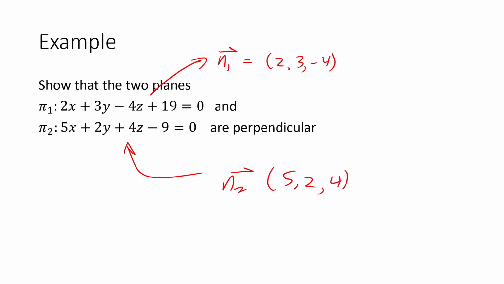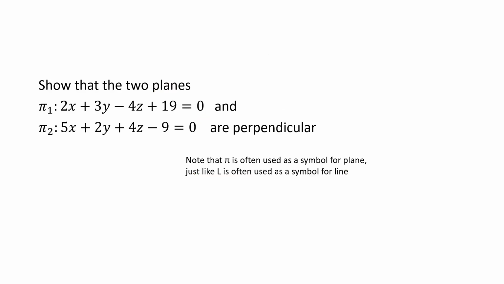And we would just have to show that these two vectors are perpendicular to each other, which would then mean that the planes from which they came are perpendicular to each other. Very, very convenient thing in math. So, one other thing here, it's fair to note that pi is often used to represent a plane.